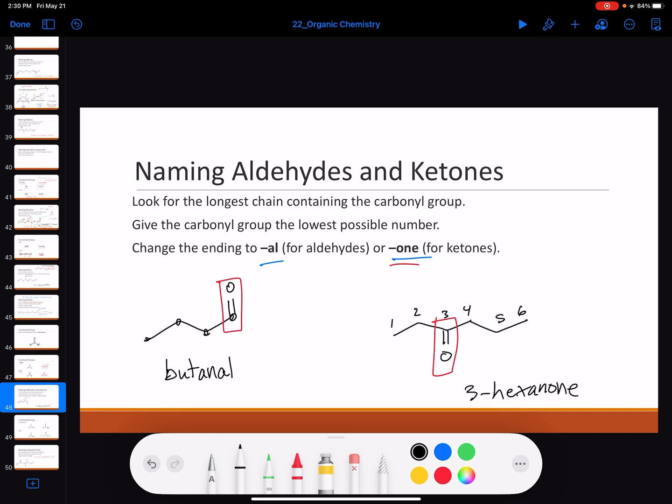And I do have to specify because that ketone could have been located here, it could have been here, it could have been here, right? There's multiple locations for that ketone to be. I have to specify where it's at in the molecule. So aldehydes, ketones.